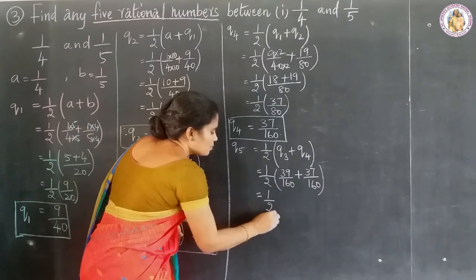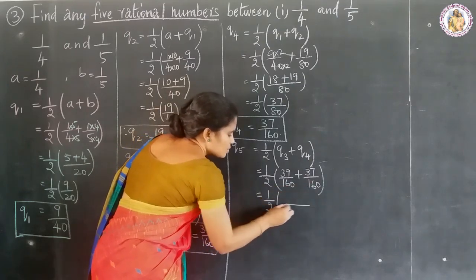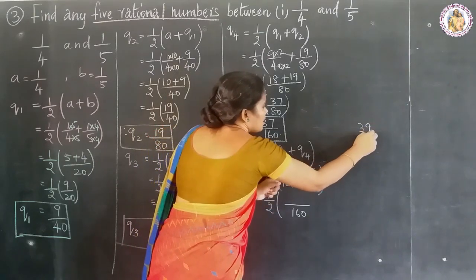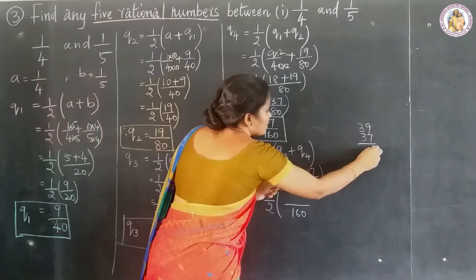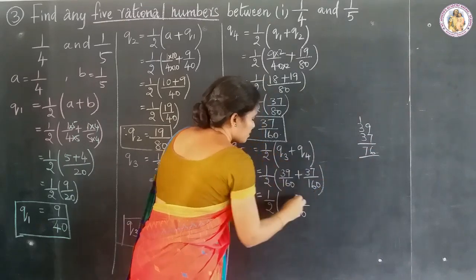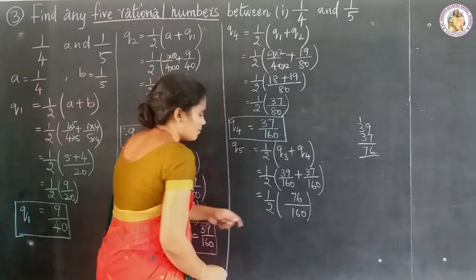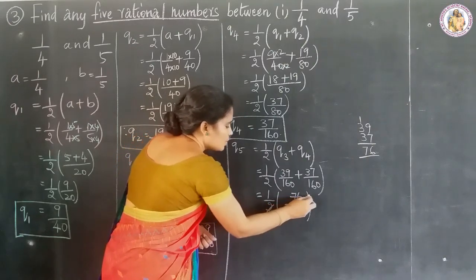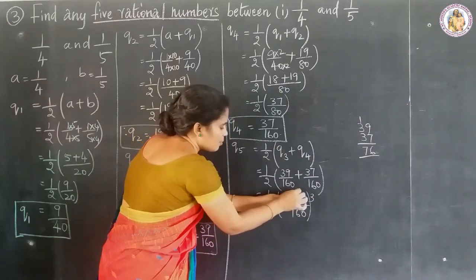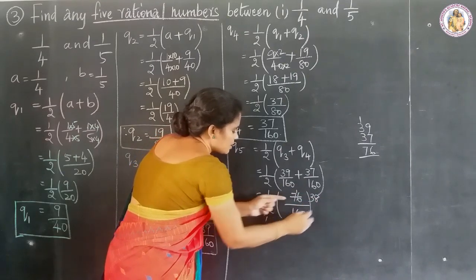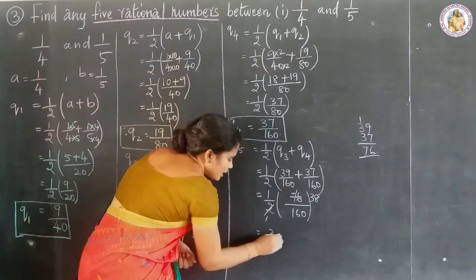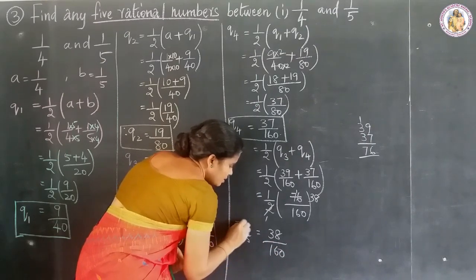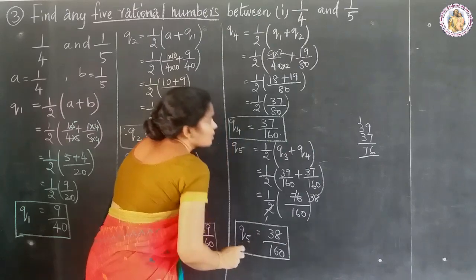So 1 by 2, 160 is common. 39 plus 37, we have 76. So 76 by 160. Even if you want to cancel, you can cancel. 2 ones are 2, 2 threes are 6, remaining 1, 8 twos are 16. So it is equal to 38 by 160. Q5 is equal to 38 by 160.